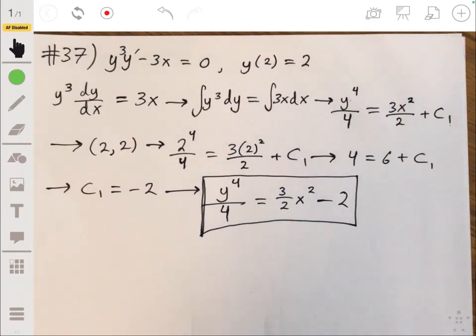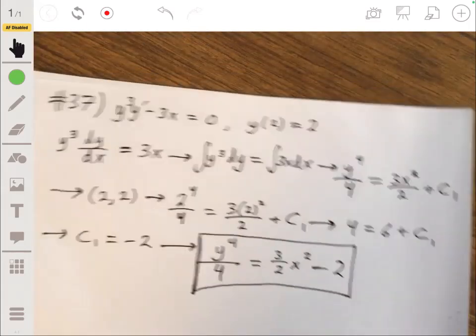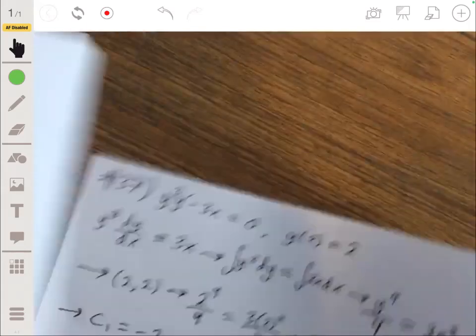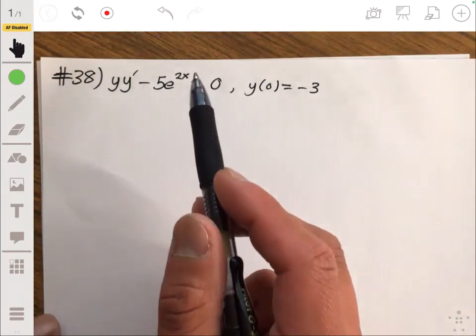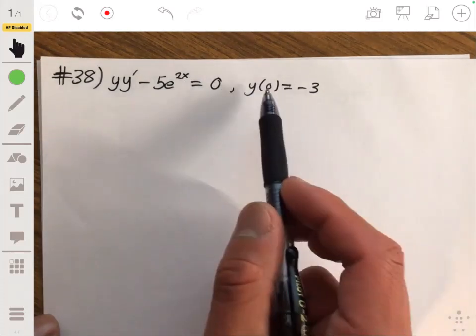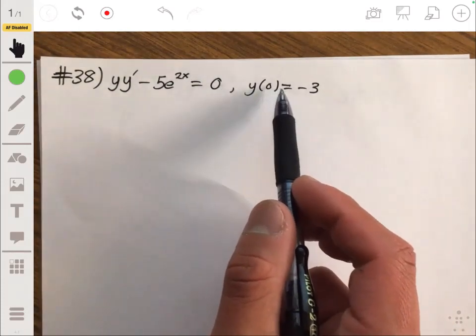Okay, so let's go through one more. Number 38. Here we have y prime minus 5e to the 2x being equal to 0, with an initial condition y of 0 equal to negative 3.